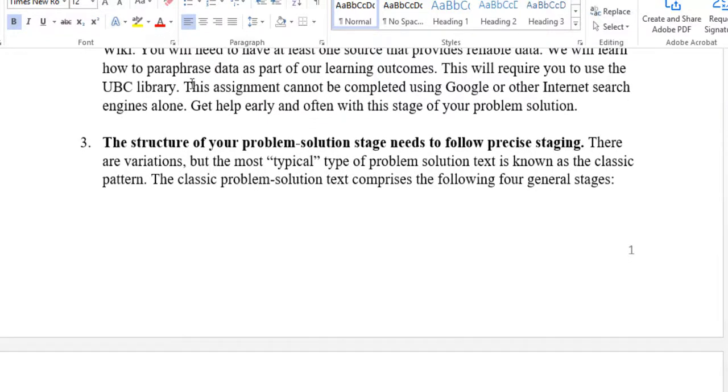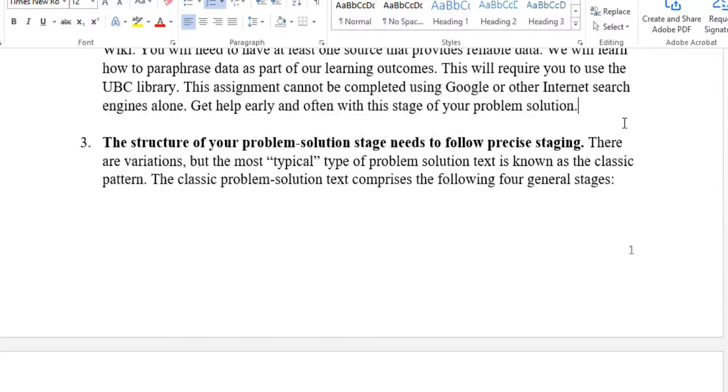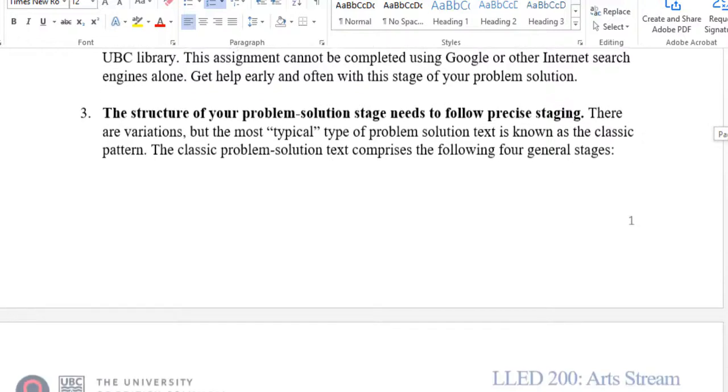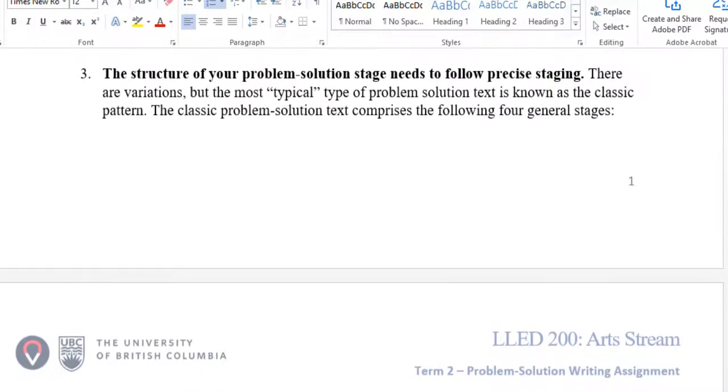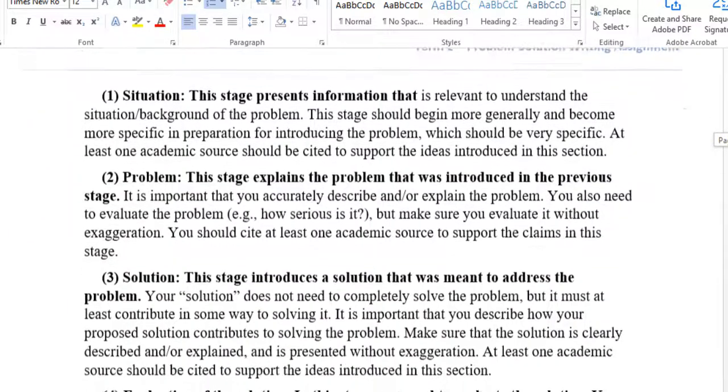Okay, so very important, it says this assignment cannot be completed using Google or other internet search engines alone. So make sure that you get help from AEP instructors and also from librarians to do this assignment. Number 3, the structure of your problem solution needs to be precise. So there's 4 stages that happen in 4 paragraphs. And this is pretty typical. So we're going to look at the 4 stages.